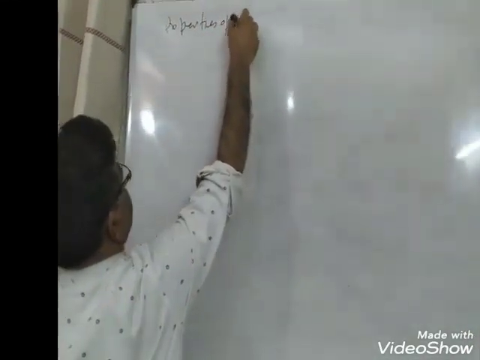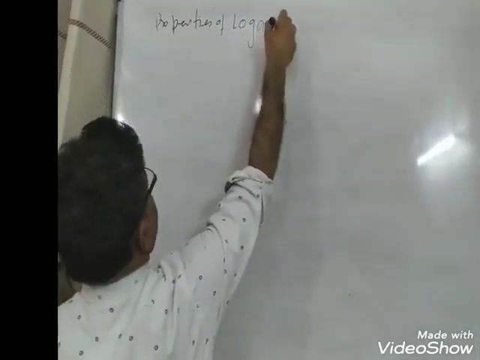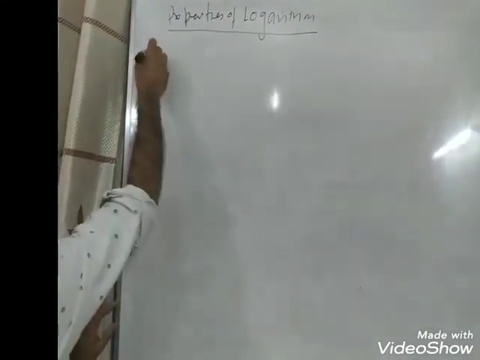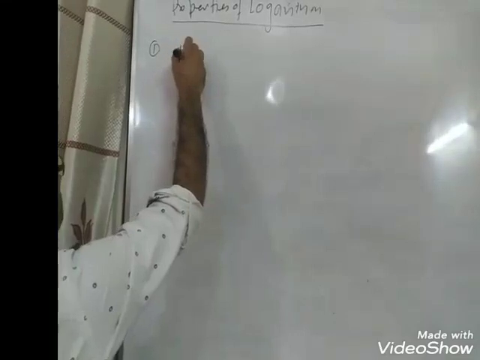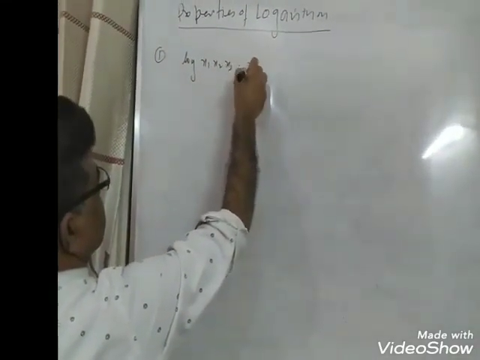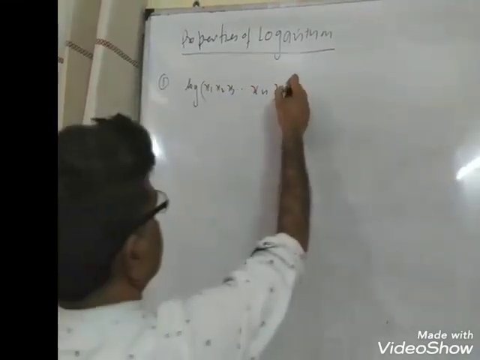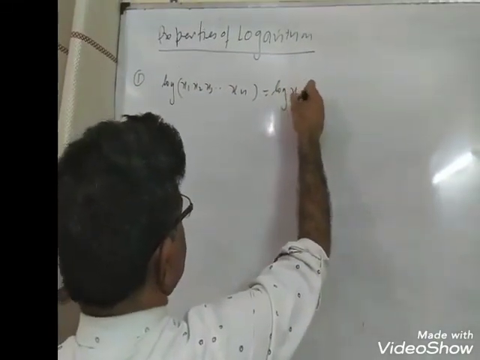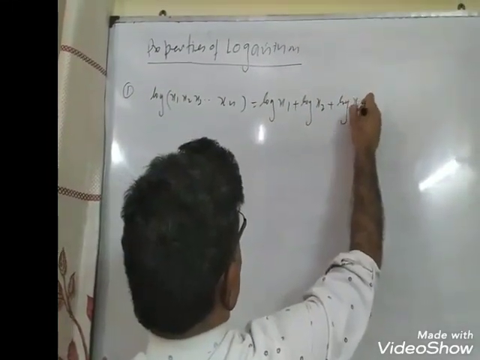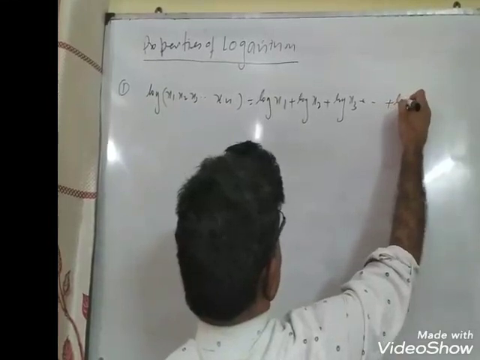Properties of logarithm. First property is log of x1 x2 x3 up to xn. This is equal to log x1 plus log x2 plus log x3, likewise plus log xn.